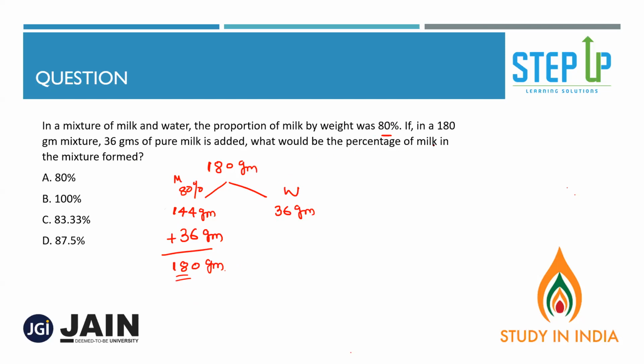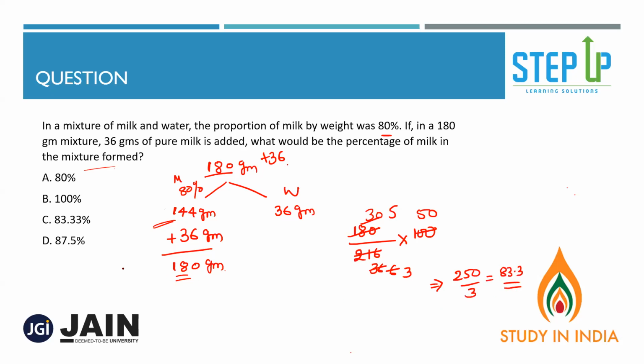And what would be the percentage of milk in the mixture formed? So 180 gram is milk and the mixture formed is what? This 36, if we are adding it here, will get added up here also. So 180 plus 36, that is 216. So 216 gram is the mixture. 180 into 100 by 216. Now just cancel it. You can cancel it, and your answer will be 250 by 3, 83.33%. That's the answer. Anybody to whom it is not clear, let me know.